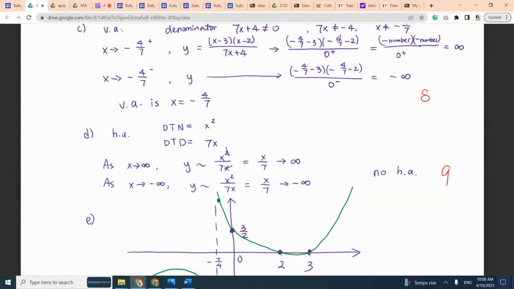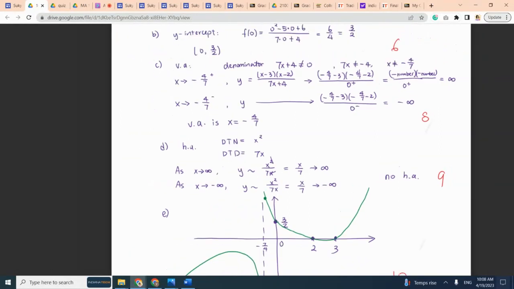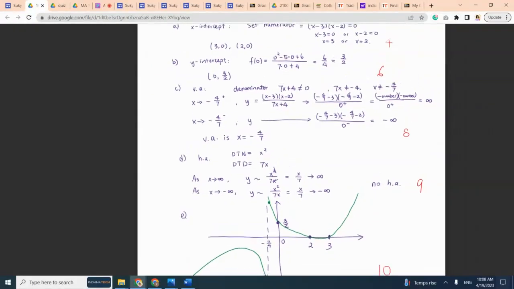If x goes to infinity, infinity over a number is infinity. Is that clear, everybody? And when x goes to minus infinity, minus infinity over a number is minus infinity. So you need to show this work for 1 point. Okay, finally, use all this information.